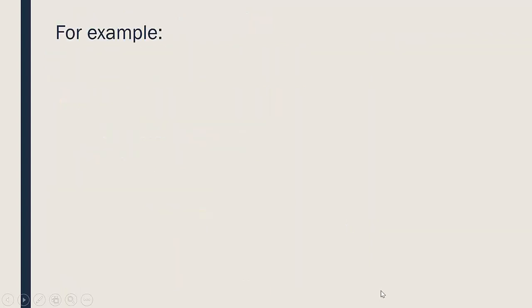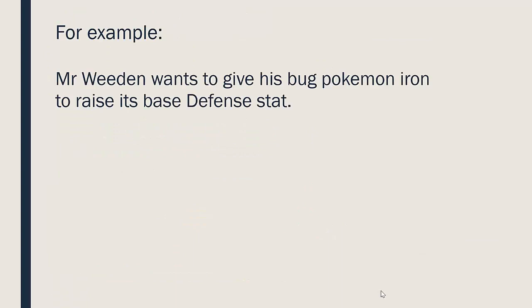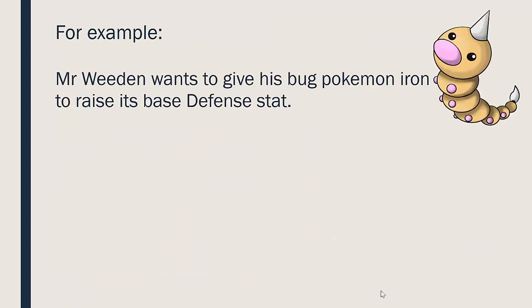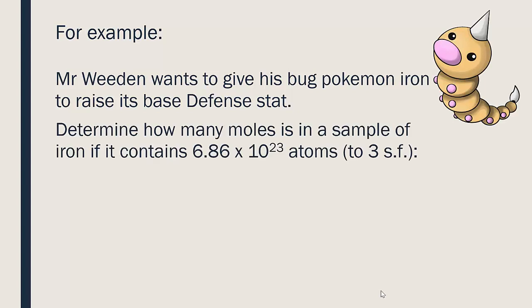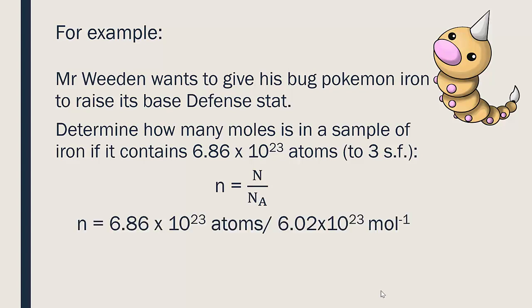If we have one of those magic triangles, we can also see how to rearrange our equation. So one quick example question. Mr. Whedon wants to give his bug Pokemon iron to raise its base defense stat. Determine how many moles is in a sample of iron if it contains 6.86 times 10 to the 23 atoms, and give your answer to 3 significant figures. In our equation, capital N is 6.86 times 10 to the 23. We divide that by Avogadro's number, and what we get is 1.1395, but since we have to give 3 significant figures, the answer is 1.14 moles.